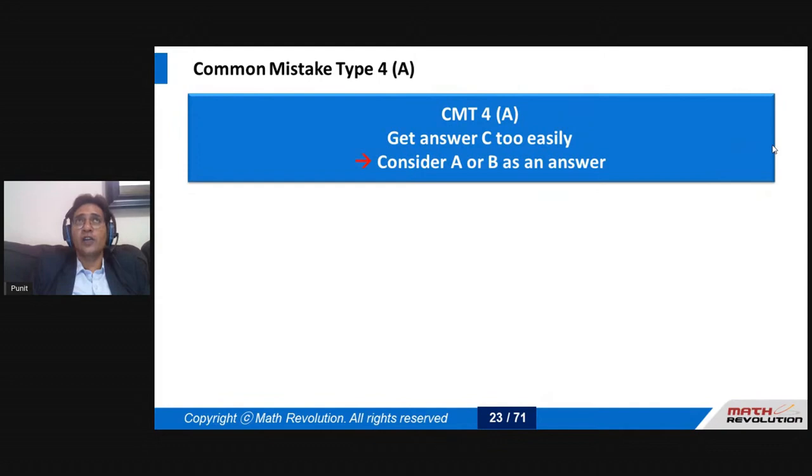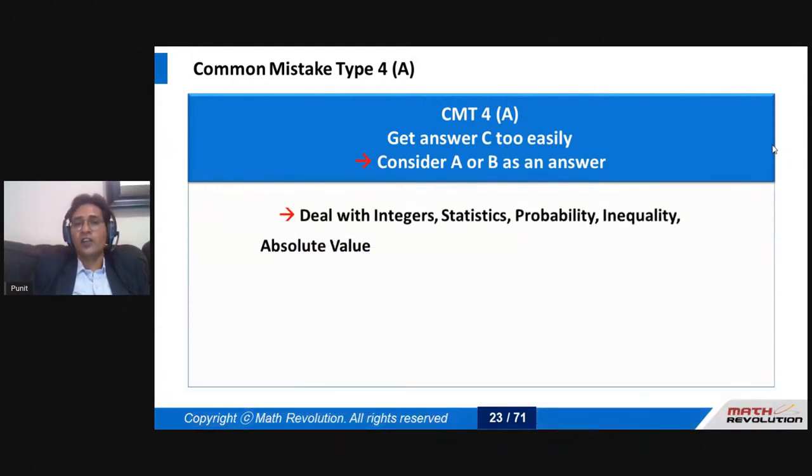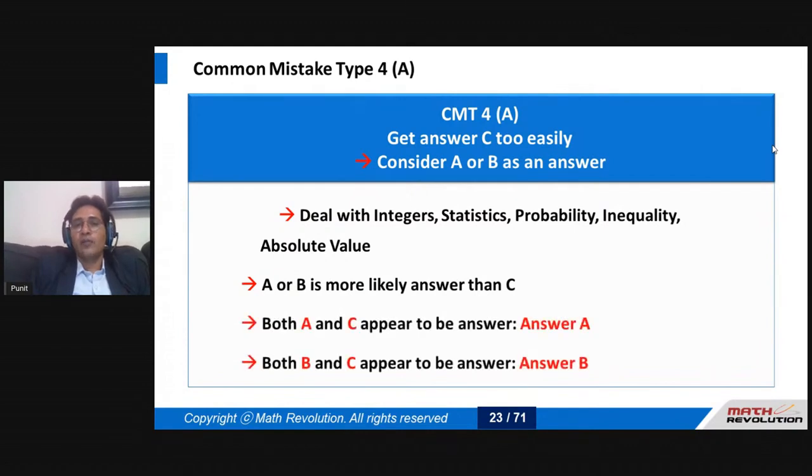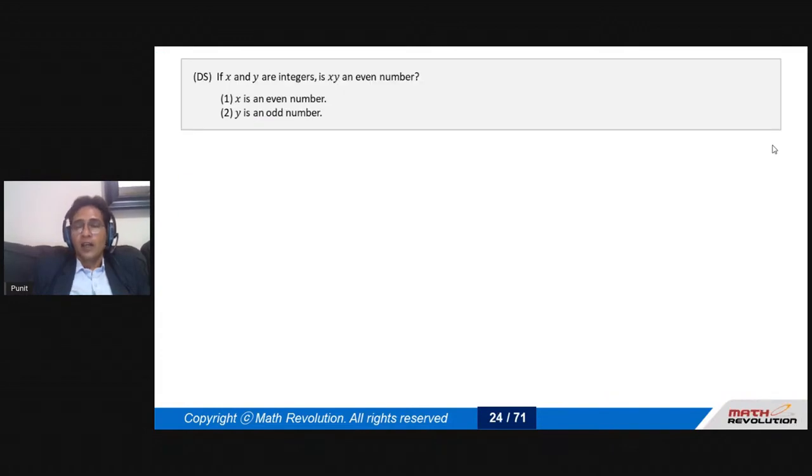It is not at all necessary for every question to start checking from A, then B, then C, then D or E. So always make sure that you save your time in checking your answers. CMT4A, again I repeat, there could be a possibility that you're getting your answer as C and A, mark A, or C and B, mark B, if it's an integer question or statistics or probability, inequalities, or absolute values. That is what CMT4A says.